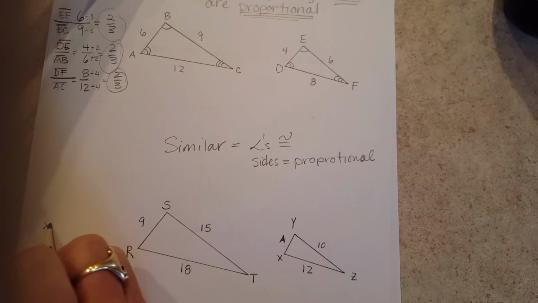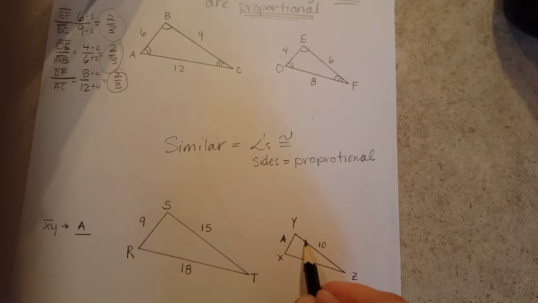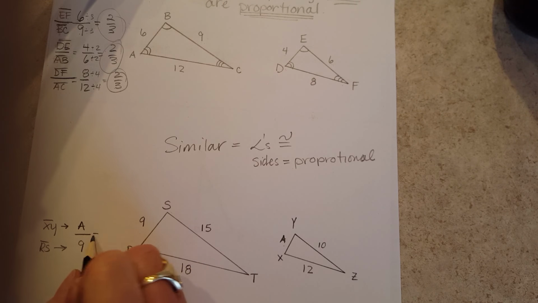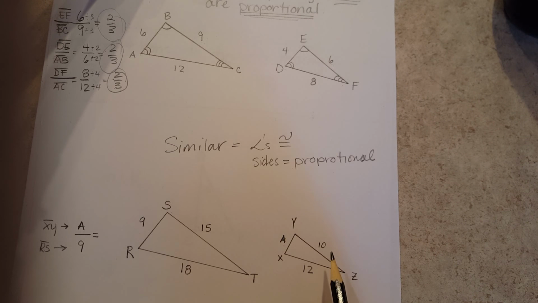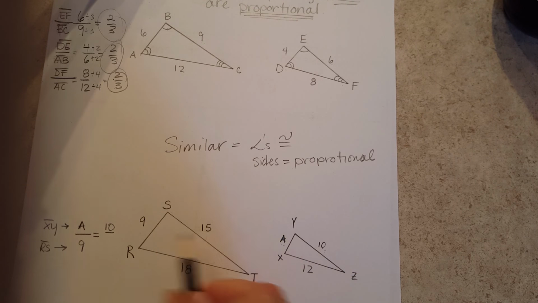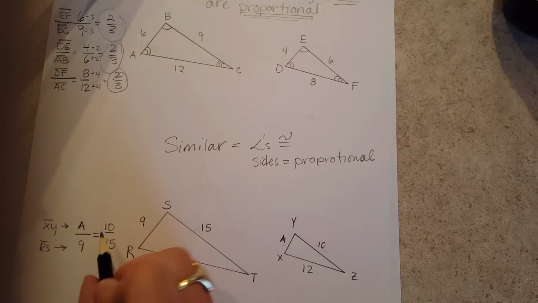If I use XY, which is equal to A, over the corresponding bigger one, RS, which is 9, right? It should equal, because all these are equal to each other, that proportion should equal the portion of, let's choose another side that we know both lengths of. Let's choose this one, okay? The little smaller one on top, smaller one on top. So that should equal 10 over the corresponding side, 15ths. So let's solve that. Let's see if it indeed equals that. Well, 10 times, we can remember how to do this?